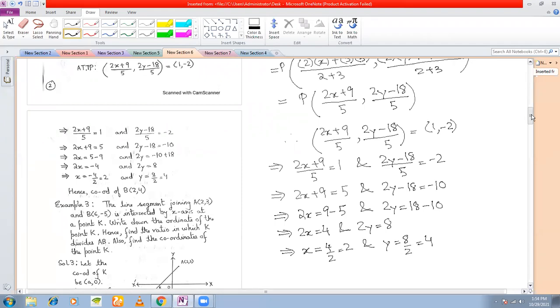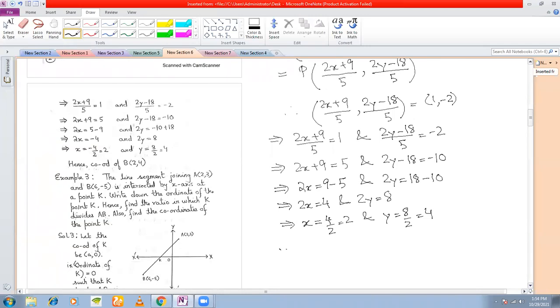So I've got the values of x and y. Therefore, what should be the coordinates of B? Coordinates of B should be (2, 4). And that's your answer.